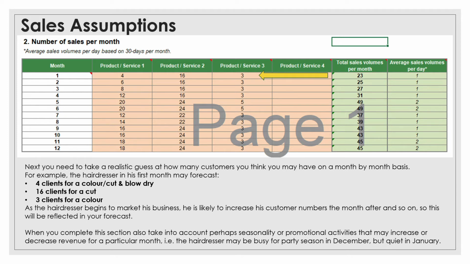When you complete this section, also take into account perhaps seasonality and other promotional activities that may increase or decrease revenue for a particular month. So for example, the hairdresser may be busy for party season in December, but quiet in January when people are recovering from Christmas.